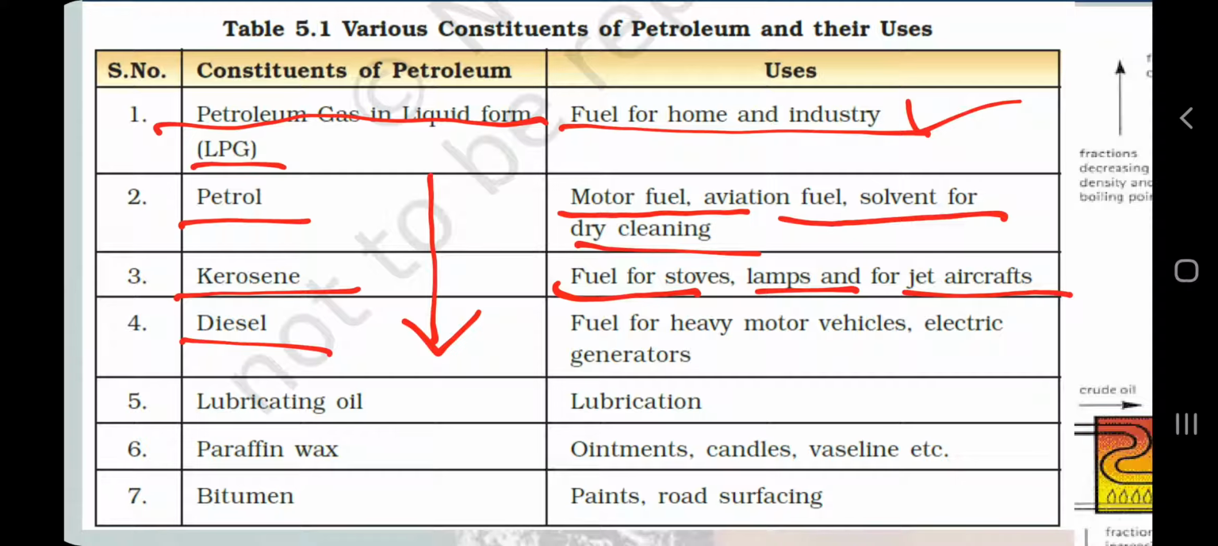But nowadays I am not able to see a huge difference between the prices of diesel and petrol. They are almost the same price. So it's better if you go for petrol vehicles, if we have to choose. Okay, so petrol for heavy motor vehicles, electrical generators.